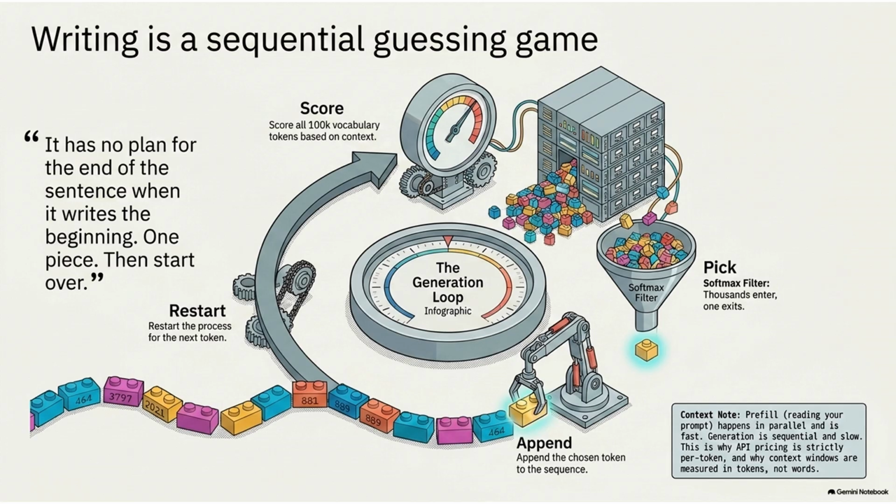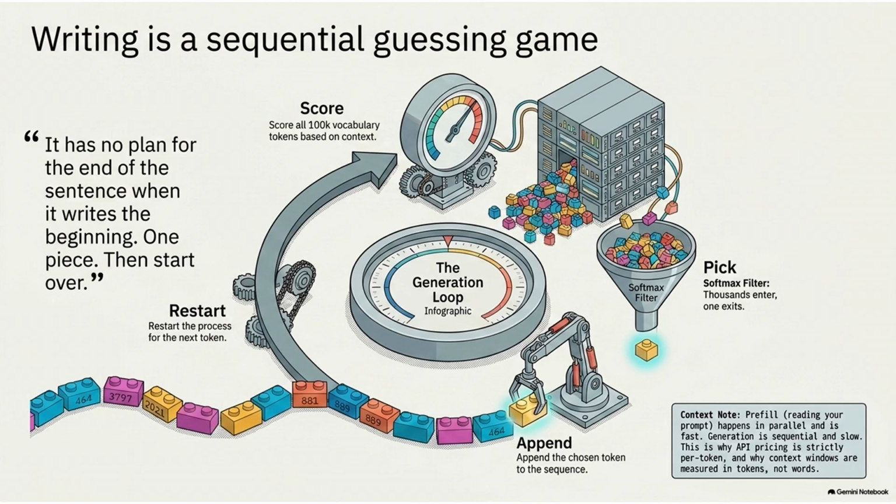Step four, restart. And this is the part people find genuinely strange. It reads the entire thing again from the beginning, including the piece it just wrote, and asks the same question. What comes next? Let that land for a second. Every sentence an AI has ever written was built this way. One piece, then start over. It has no plan for the end of the sentence when it writes the beginning.